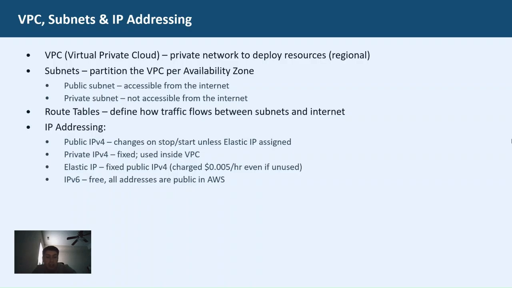On IP addresses, public IPv4 changes every time you stop and start an instance, unless you use an Elastic IP, which is fixed, but it's charged even when you are not using it. Private IPv4 is fixed even when you stop the instance, and IPv6 in AWS is public and free.